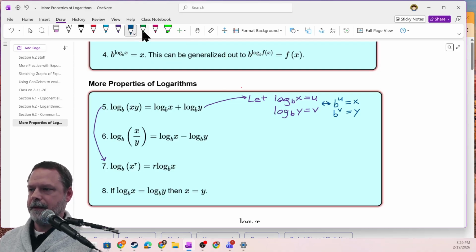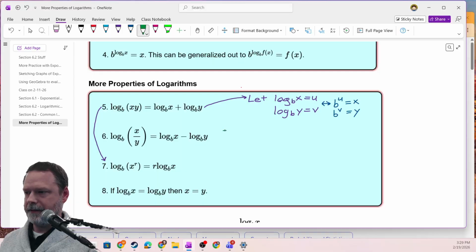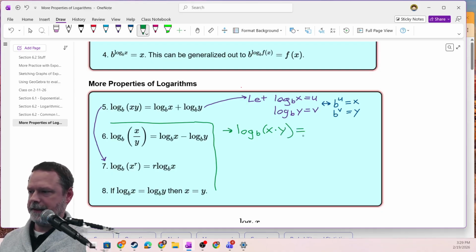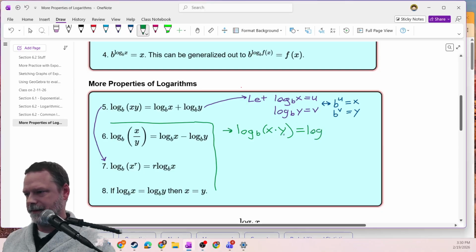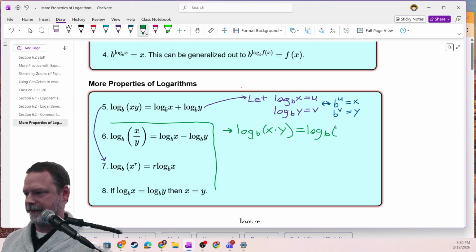Okay. So now I can rewrite my log. So let's go ahead and say now I can write that log base b of x times y is really going to be log base b of, so let's replace the x and the y with these guys, b to the u times b to the v.